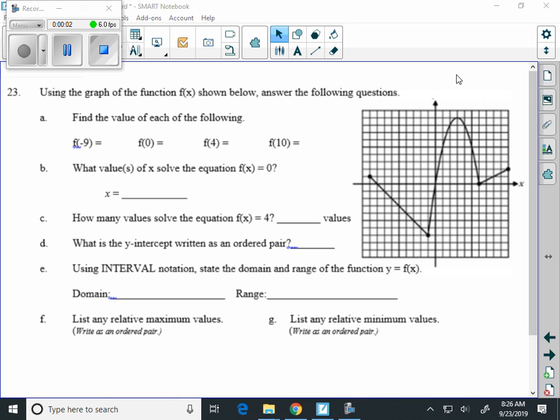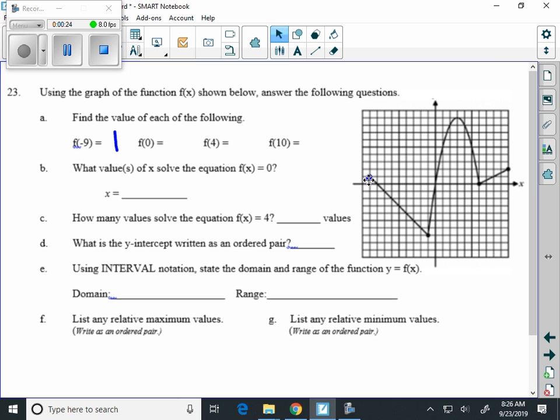Using the graph of function f of x shown below, answer the following questions. F of negative 9. Well, we're going to count the 9 spaces. 1, 2, 3, 4, 5, 6, 7, 8, 9. And the point we're looking at is this point right here. And the y value that goes with that is 1.